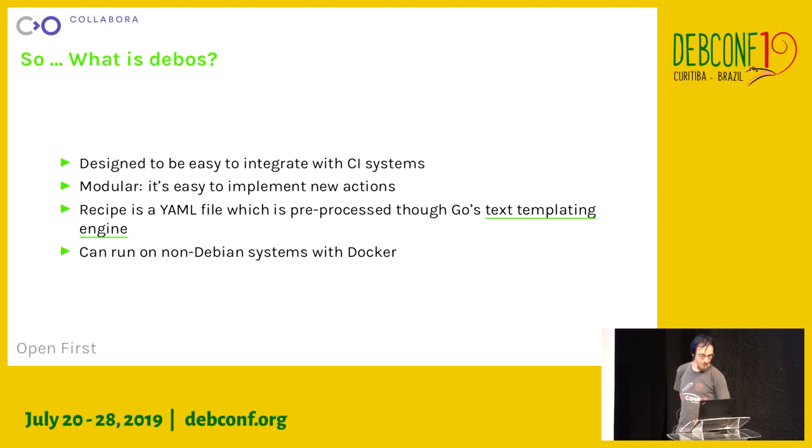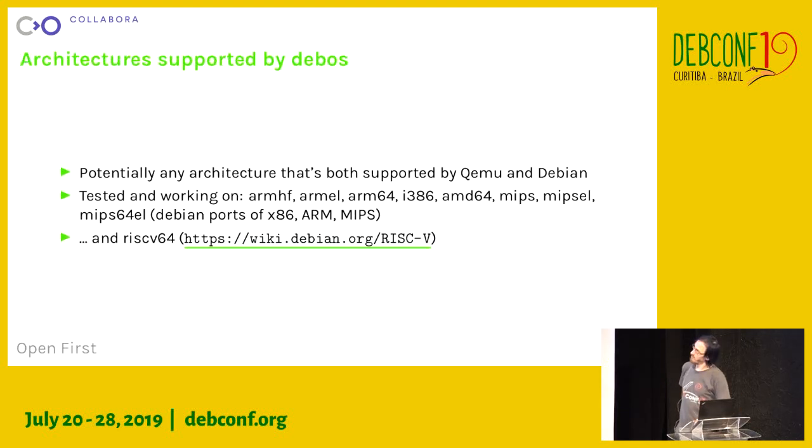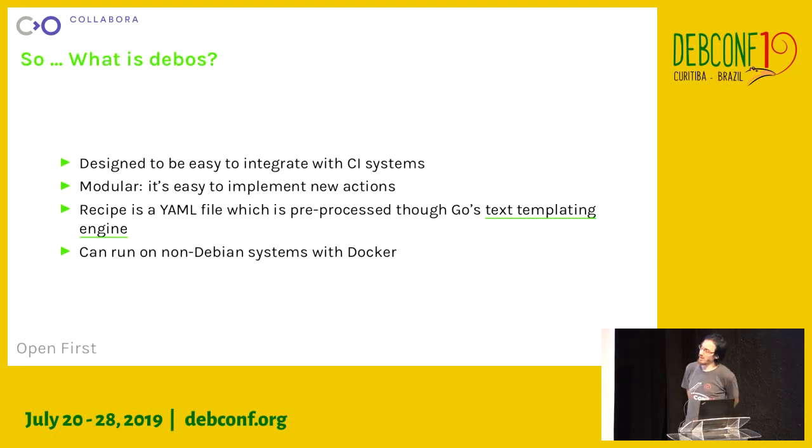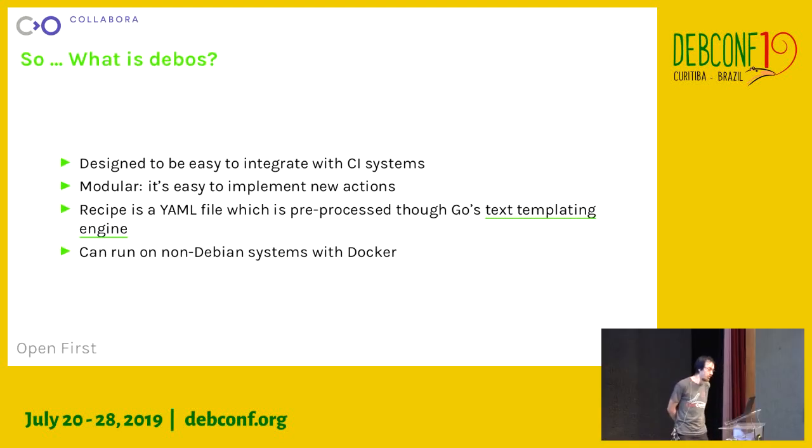Right, it is designed to be easy to integrate with CI systems, and the recipe is a YAML file which is pre-processed through the text templating engine of Go, since Debos is written in Go. And obviously it is made primarily for Debian, but if you want to run it on non-Debian systems, you can run it in Docker.